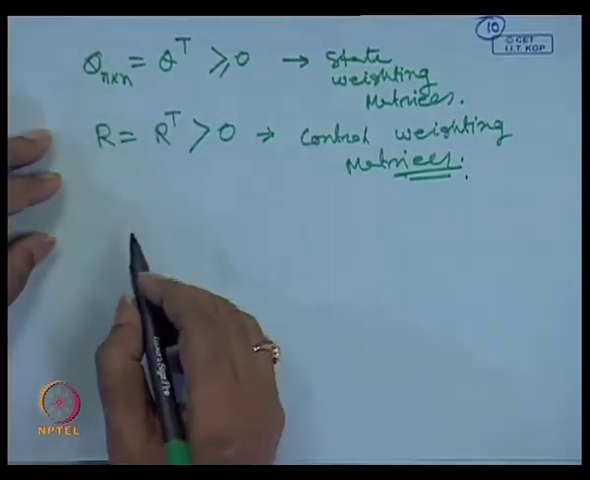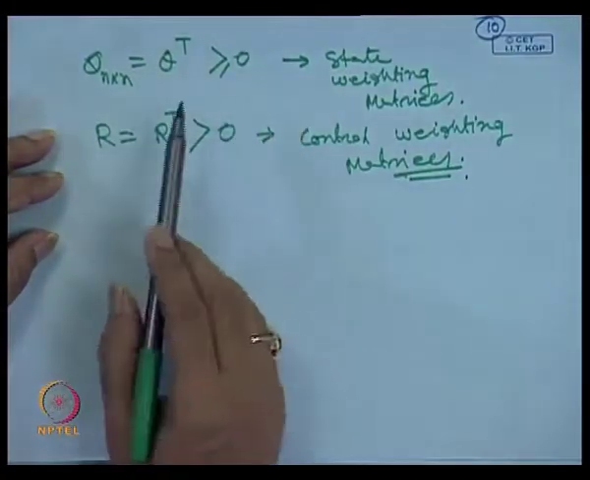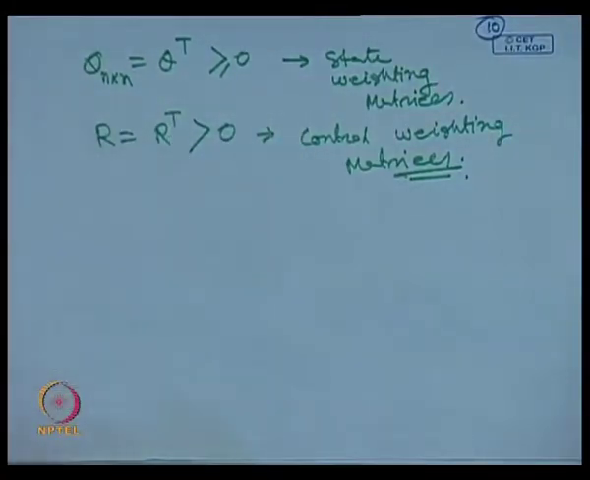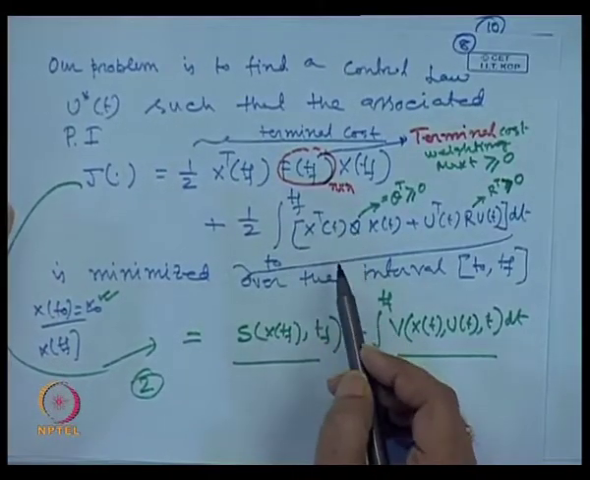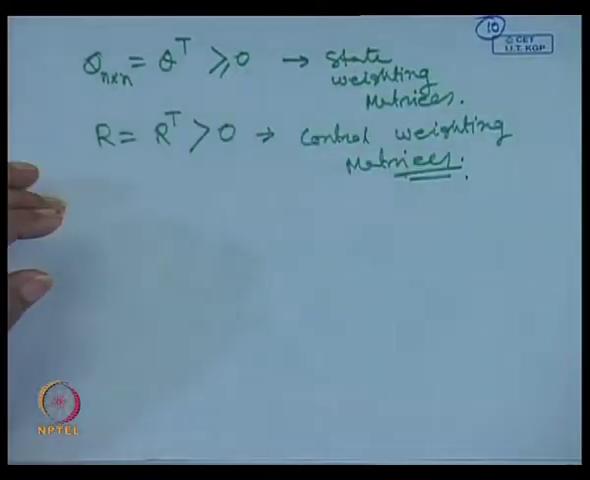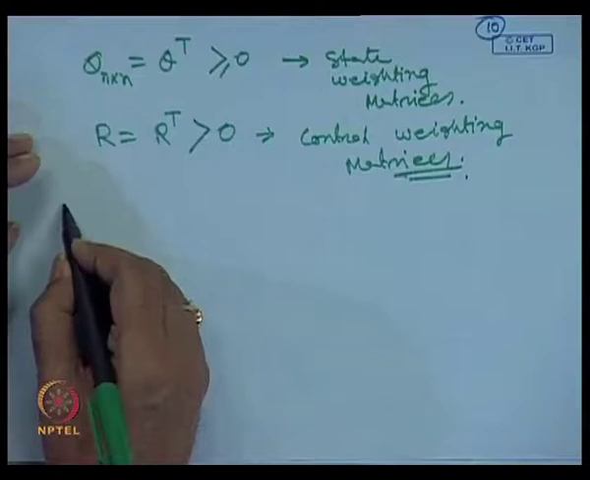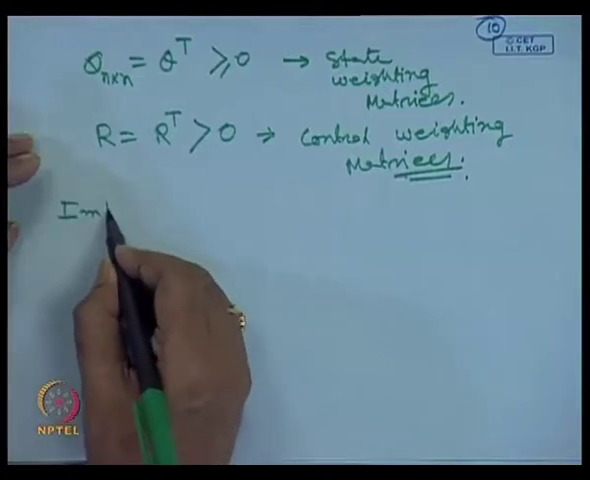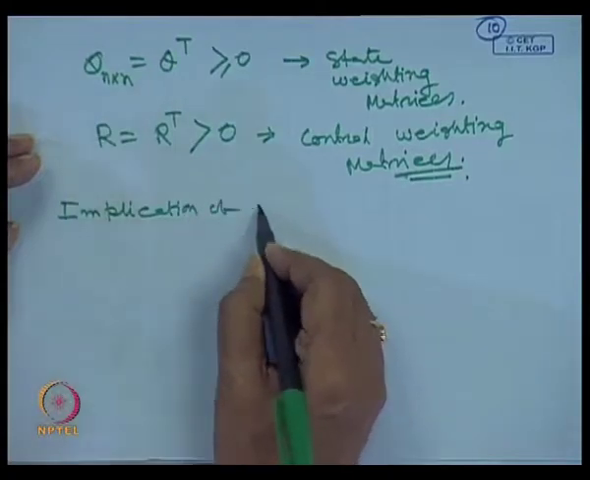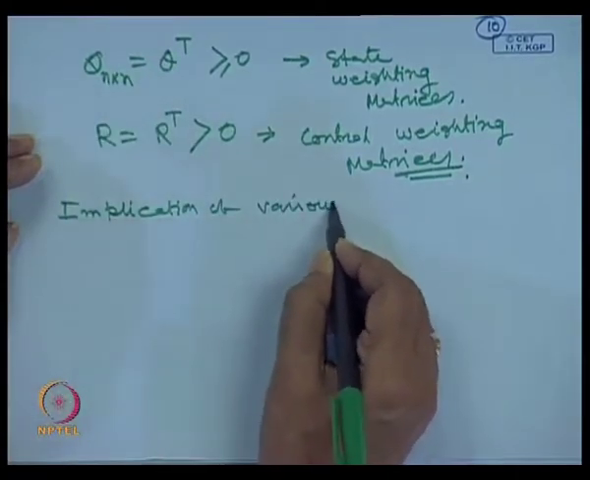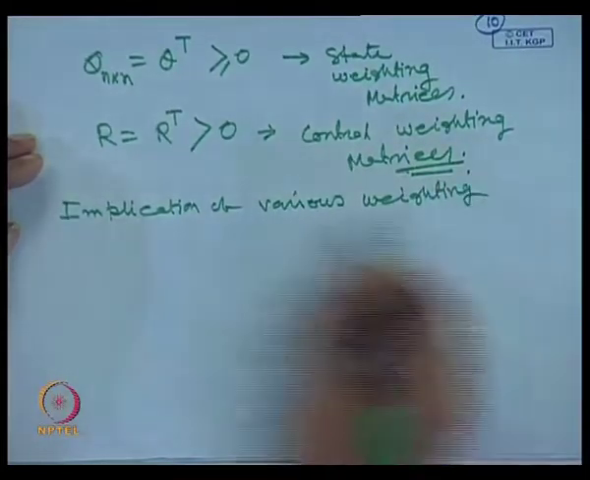Agree? So, if you want to keep the state small in the expression, then the choice of Q must be a positive definite matrix. So, the implication of various weighting matrices.